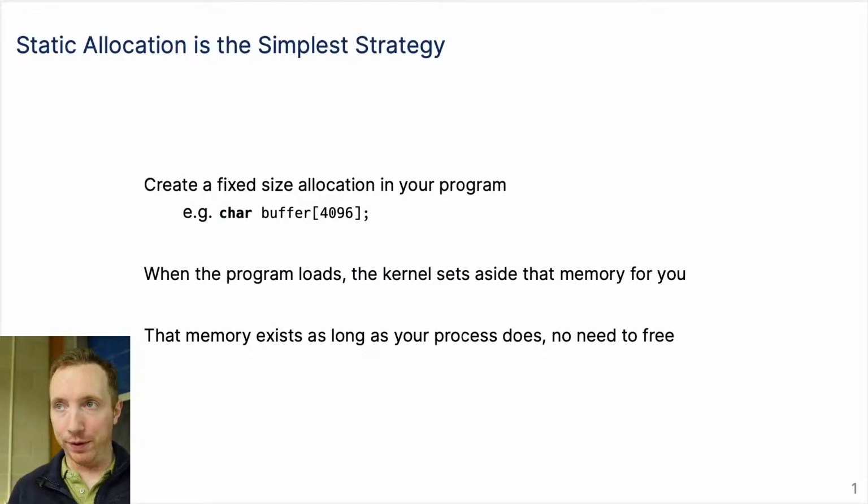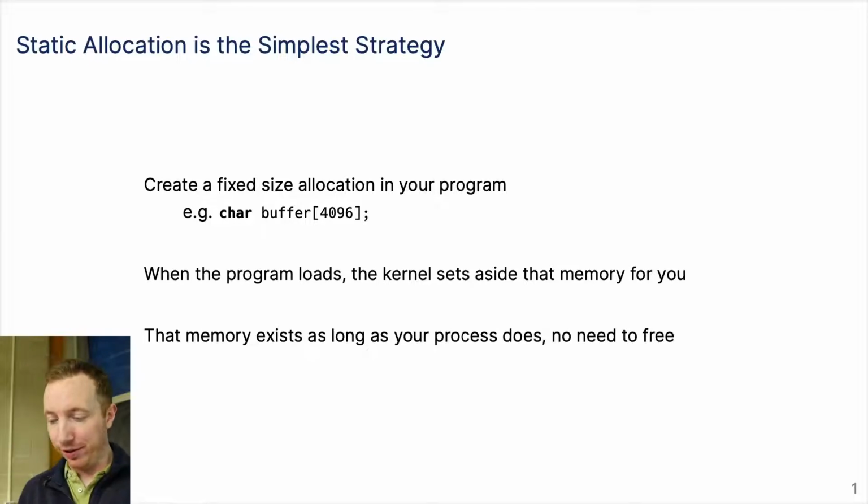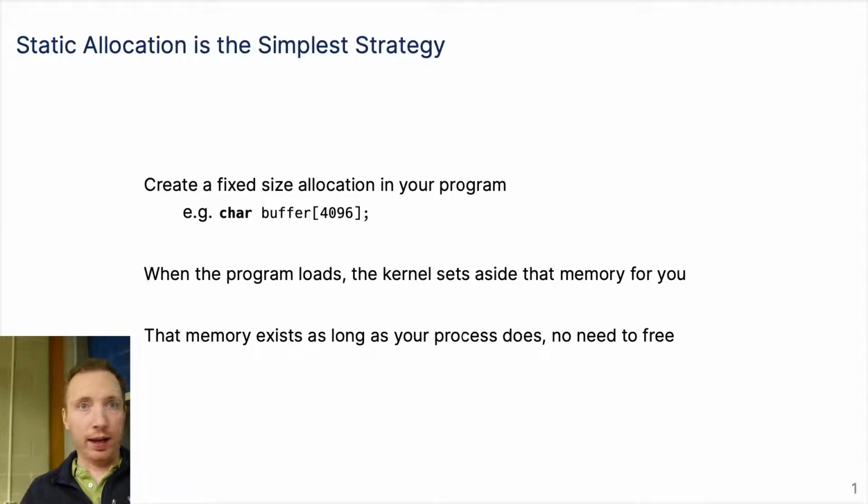So hopefully this is kind of review. There are a few strategies you can use when you need memory. Static allocation is the simplest thing. You just create a fixed size buffer in your program, like char buffer[4096]. We know that number is special now because that's the size of a page. You just declare this at the top of your program, and whenever the OS loads your program into memory, part of that process is that this will actually be allocated some space, so it would be backed by a physical page, and then you can go ahead and use that memory for the duration of your process.